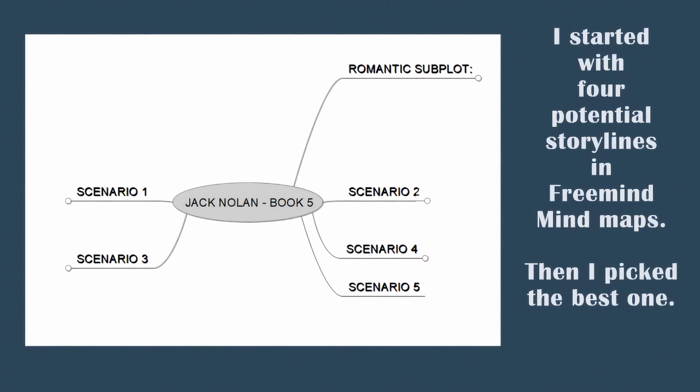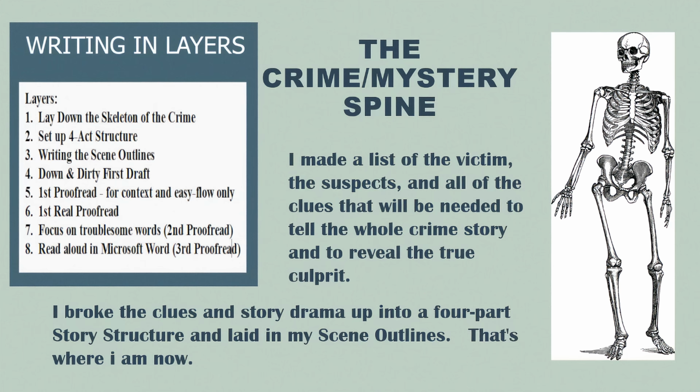So, just to catch up any newbies to my writing a novel in 8 layers series, I start every novel out by writing at least 4 potential storylines. Then I choose the best scenario and I start with layer 1. With the chosen scenario, I made a list of the victim, the suspects, and all of the clues that will be needed to tell the whole crime story and to reveal the true culprit. I broke the clues and the story drama up into a 4 part story structure and laid in my scene outlines. That's where I am now.